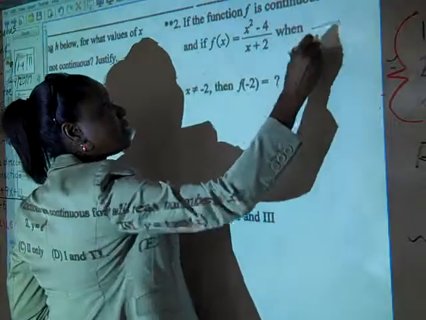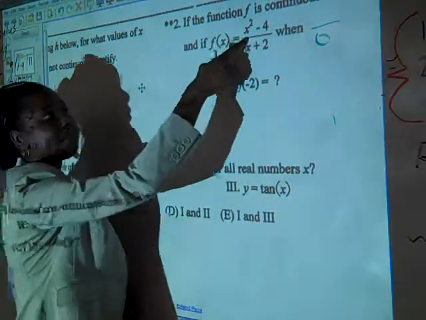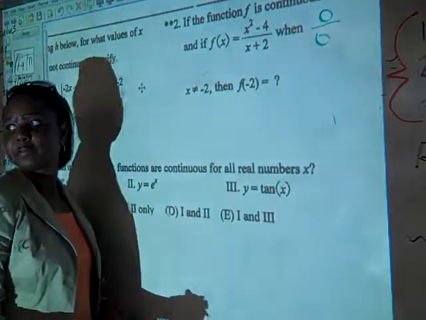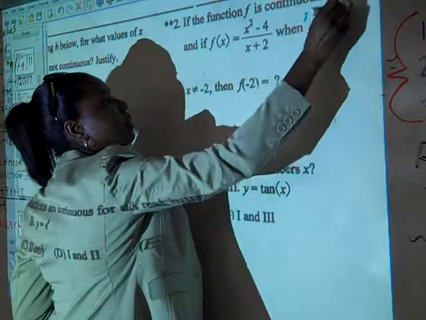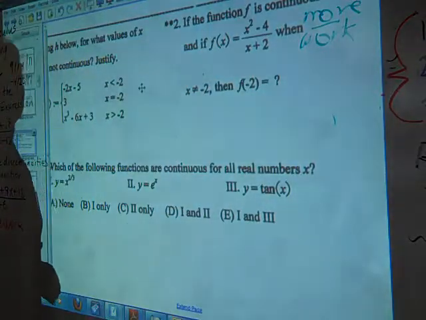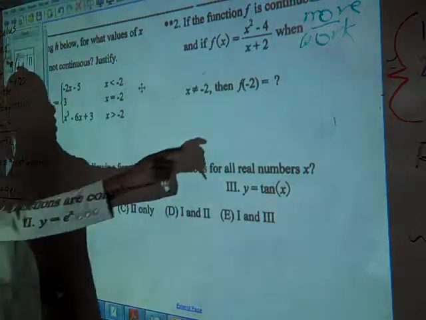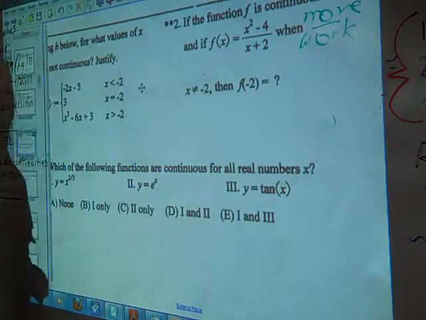Do you get a no-no? Check the top. What do you get when you put a -2 in there? 4, 0, 0, 0. So what does that mean? It means more work. So that's why we couldn't let -2 be there, because right now there's a hole in that graph. I've got to figure out what the function value is that will plug in that hole.